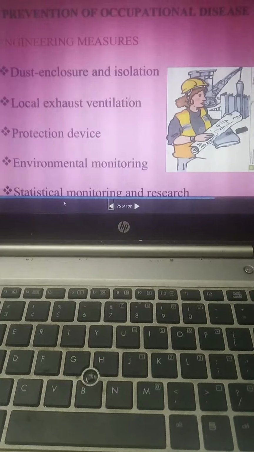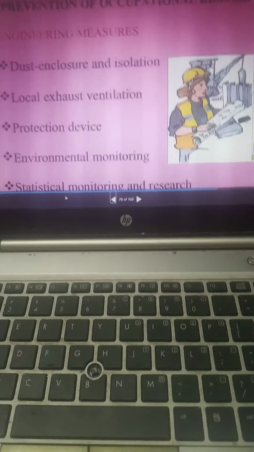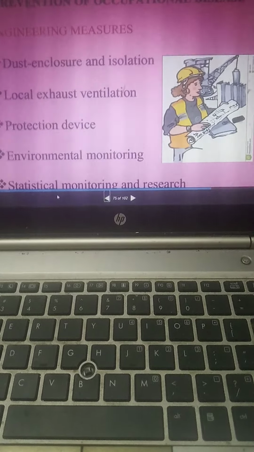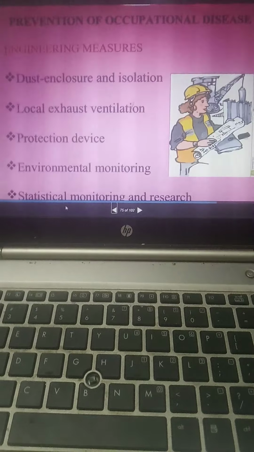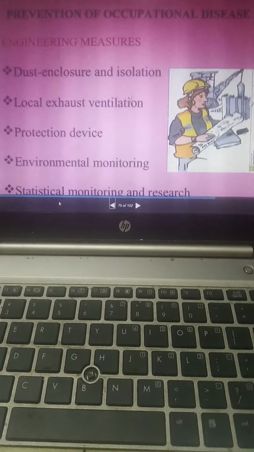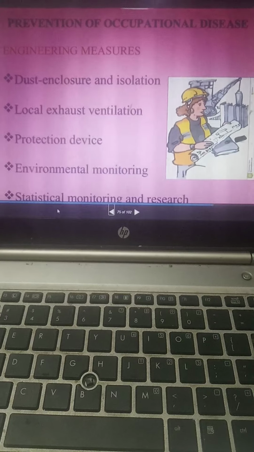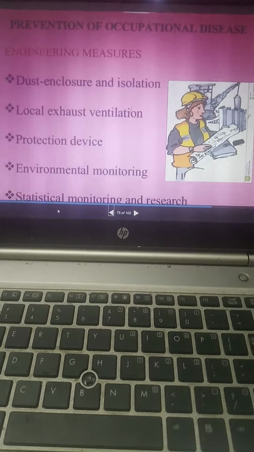With this, we finish our occupational health diseases, and we will start with our disaster management, which is also included in the test.